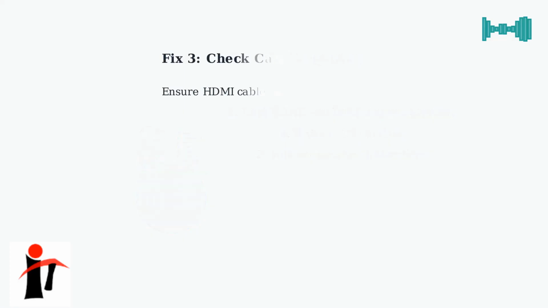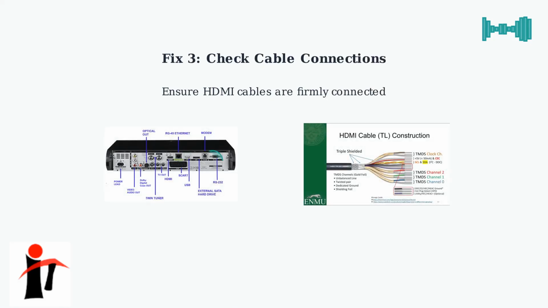Next, check all your cable connections. Loose HDMI cables are a common cause of audio problems. Make sure connections are secure at both the EETV box and your television.